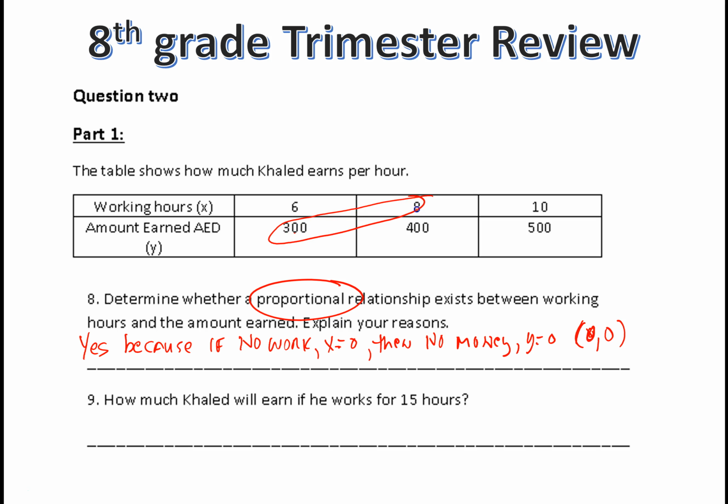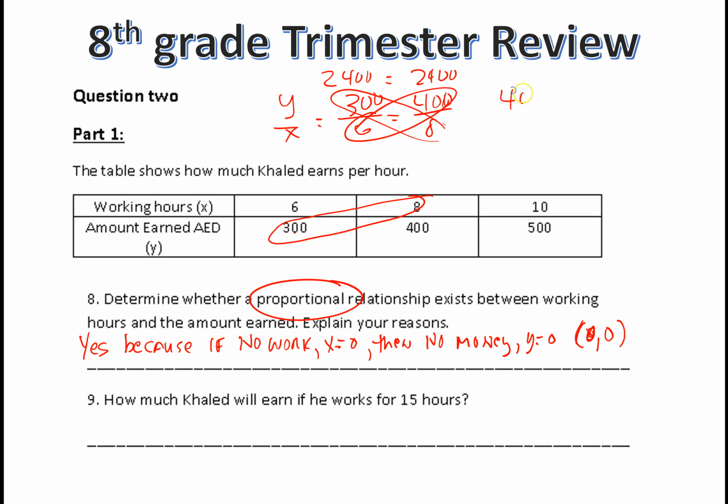Another way you can answer the question is you can say, well, I'm going to check and see if it's a proportion. 300 over 6, 400 over 8. If I cross multiply, I get 2400. If I cross multiply here, 2400, that's equal. That's proportional. If I take 400 over 8, 500 over 10, if I cross multiply, I get 4,000 equals 4,000. So you can say for two reasons.